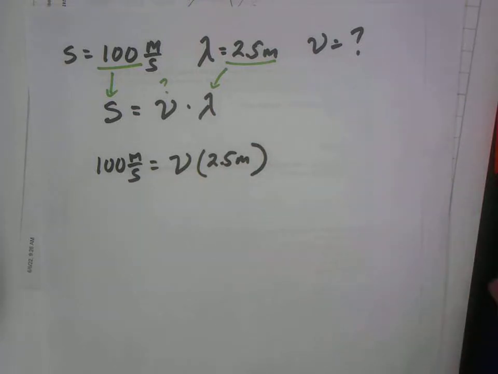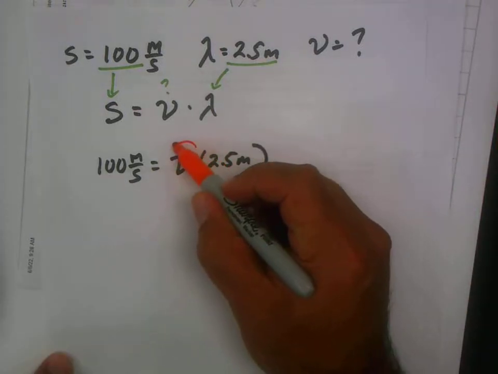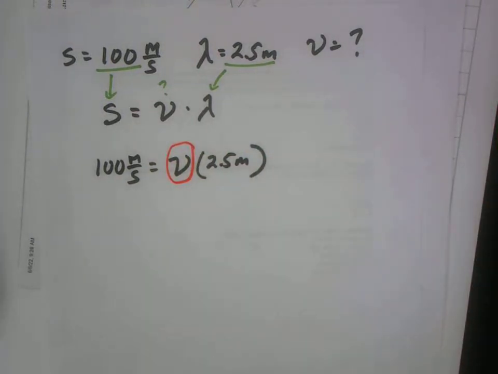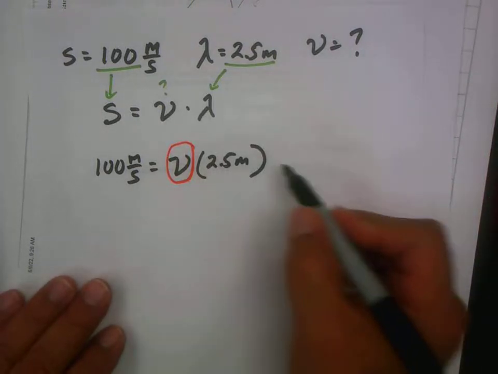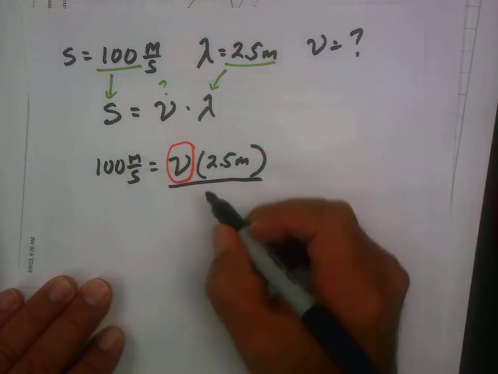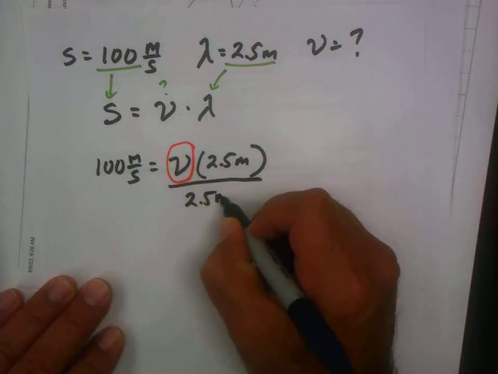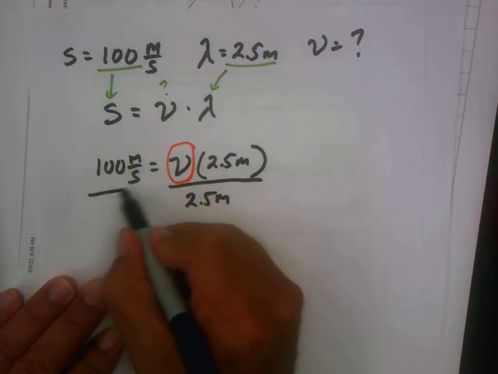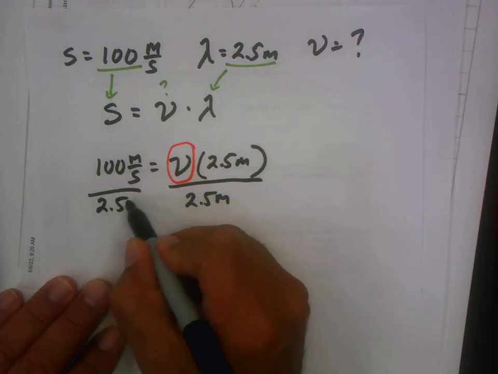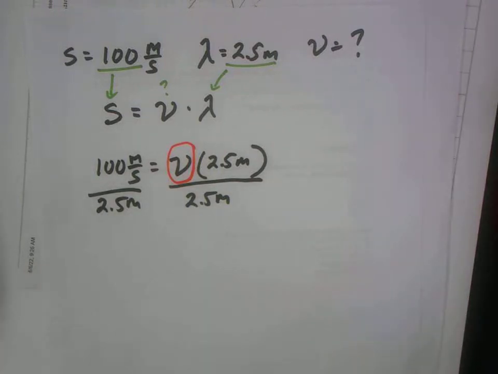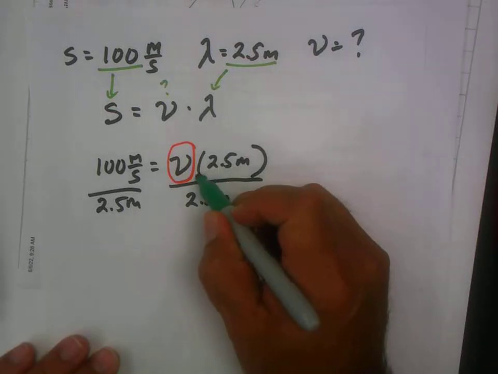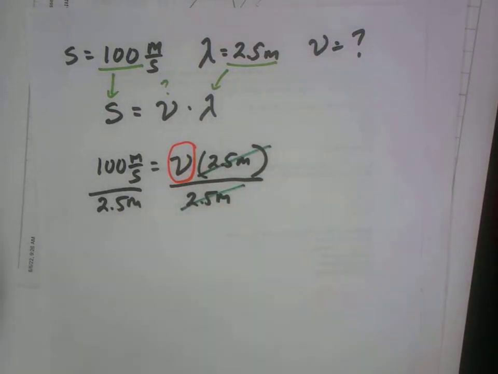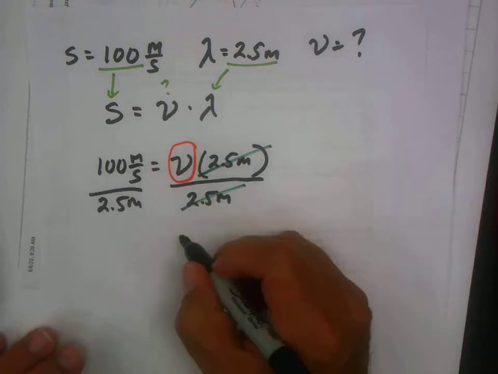All right, so we want to get this by itself, which means we want to get rid of everything else on the right-hand side. So let's get rid of the 2.5 meters. It's being multiplied by 2.5 meters, so divide by 2.5 meters. And since we did it to the right side, we have to do it to the left side. By dividing by 2.5 meters, you get rid of it on the right-hand side. So the only thing that we have left now is the frequency.